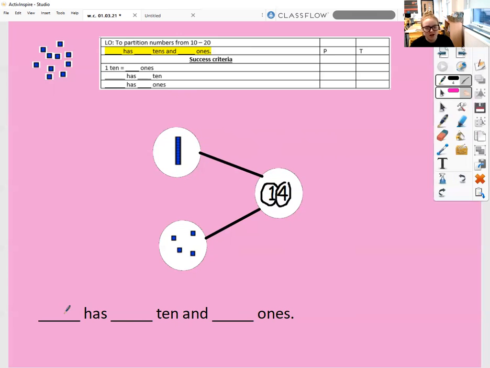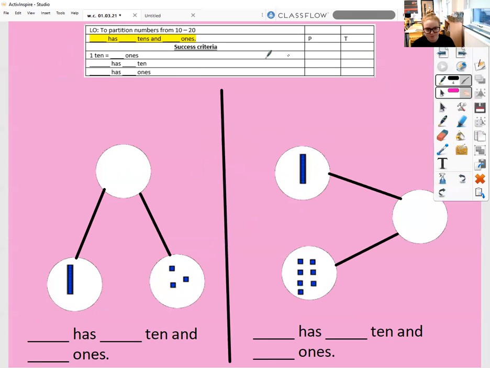It's much easier. So my number has 1 ten and 4 ones. What is my number? It is 14. Fantastic. Now I want to know what number this is.